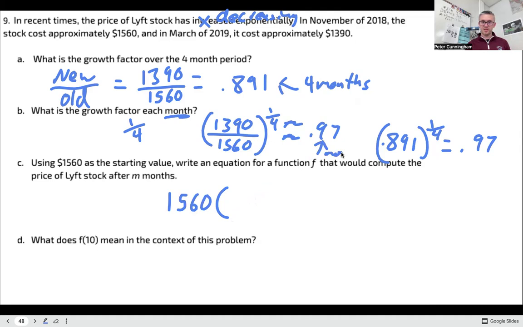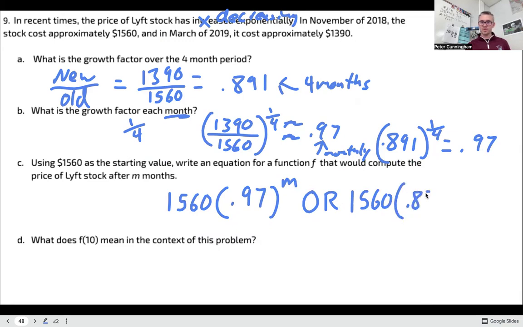Okay, so that's monthly, 0.97, and take it to the power of months. Now, there's another way you can do it. Okay. You can also say, okay, I started with that amount and 0.891 is what changed in those 4 months. And if you use that rate, that's fine. But then you have to take the amount of months that you get and divide it by 4.